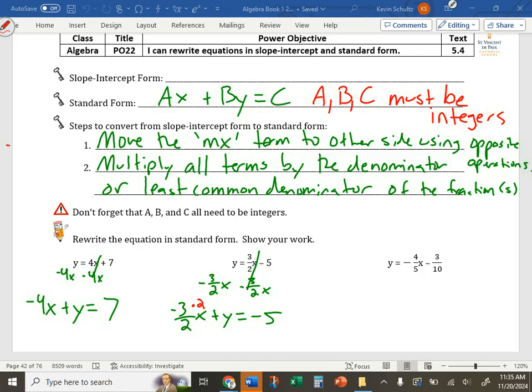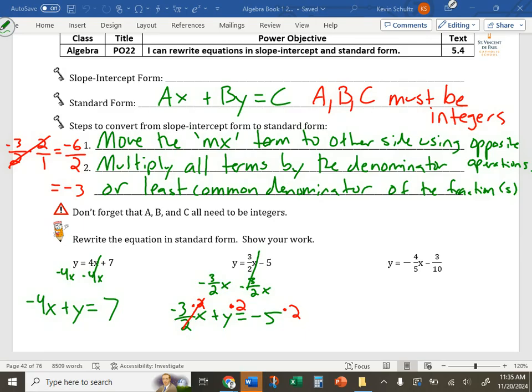Mathematically, if you take negative 3/2 and multiply by 2, which is 2 over 1, you get negative 6 over 2, which is equal to what? Negative 3. Essentially, these 2's cancel out because we're undoing dividing by 2. So when we multiply by 2, those cancel out. We're left with negative 3, but we also have to multiply the y by 2 and the negative 5 by 2 to keep things balanced.